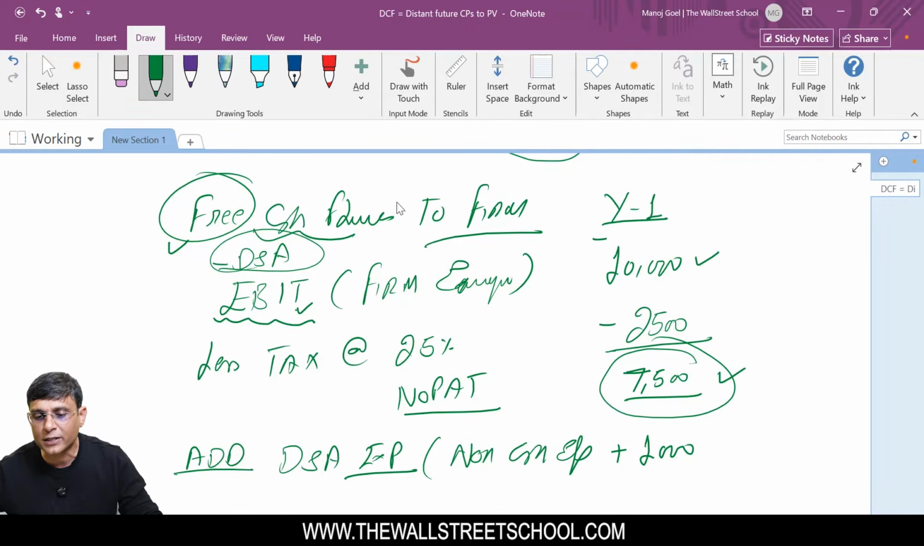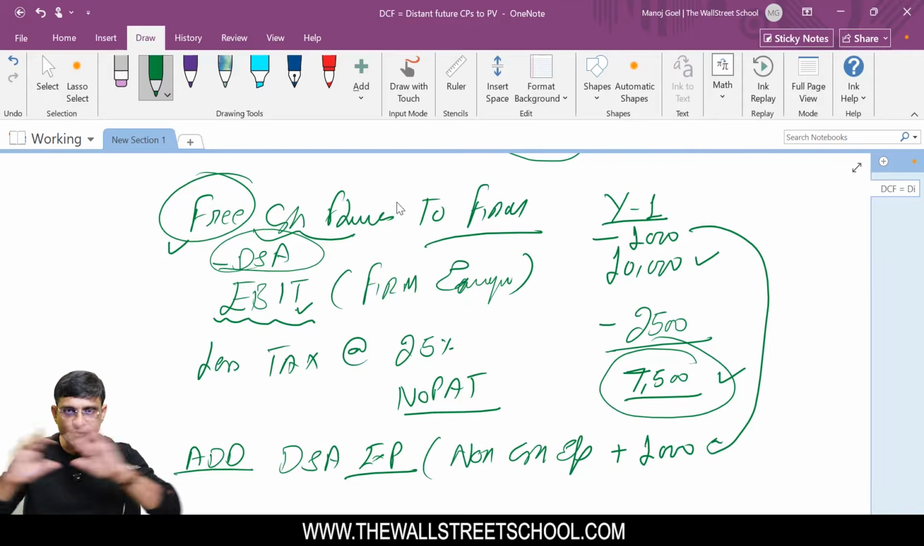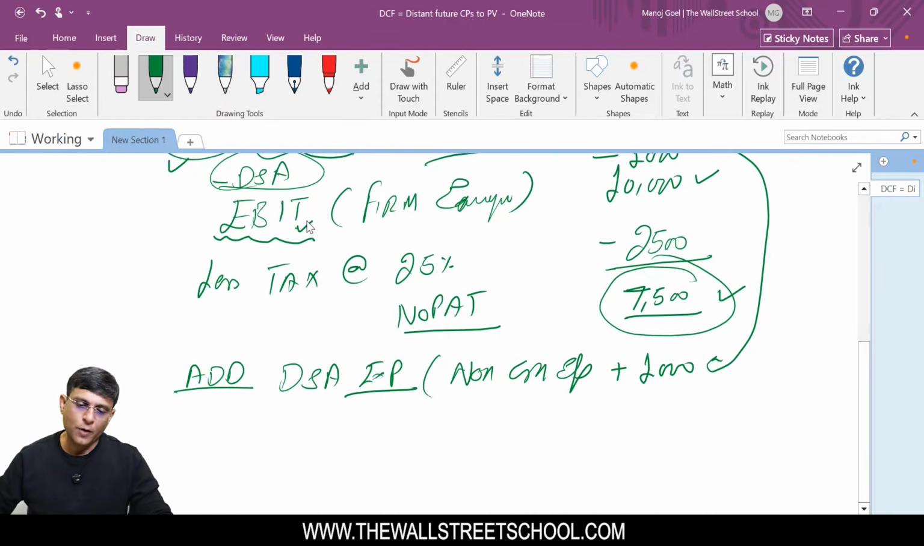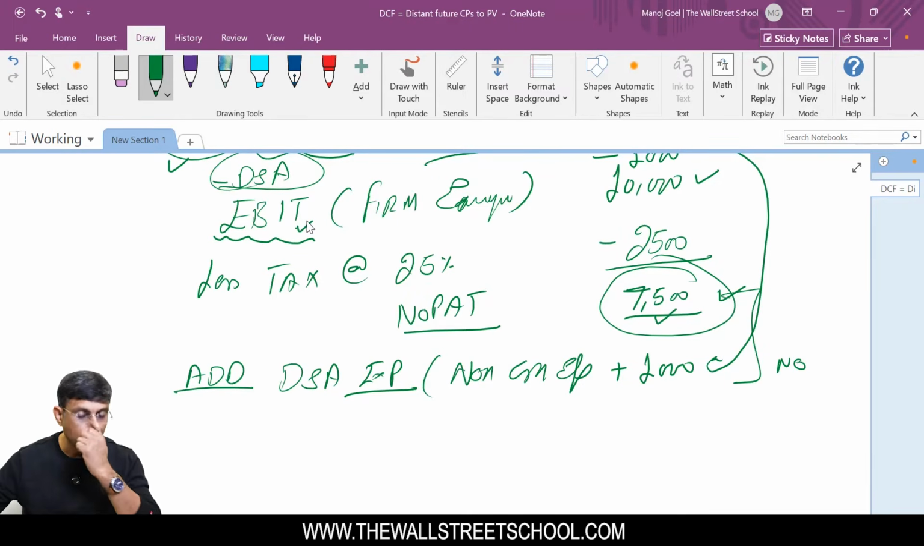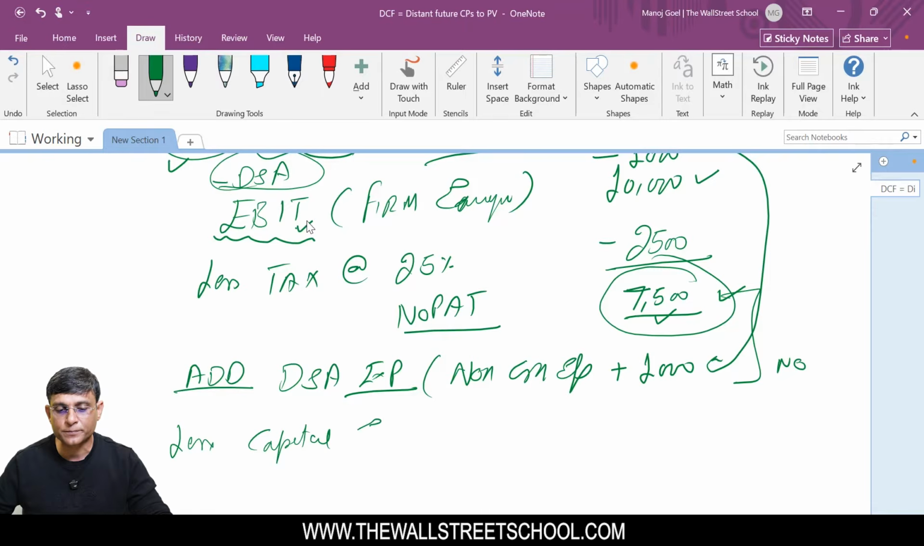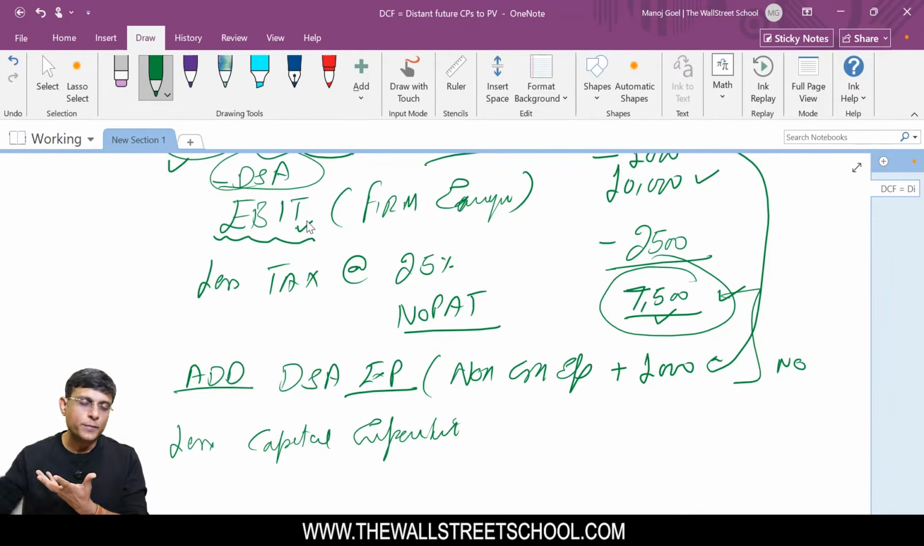So I first deducted 1,000 crores here, and I added it back to nullify the impact. Now, can I distribute this 8,500 crores? Because 7,500 crores was NOPAT and 1,000 crores is my D&A. The answer is no. Reason being, from this 8,500 cash profit, I first need to invest into my capital expenditures, which is called capex, right?